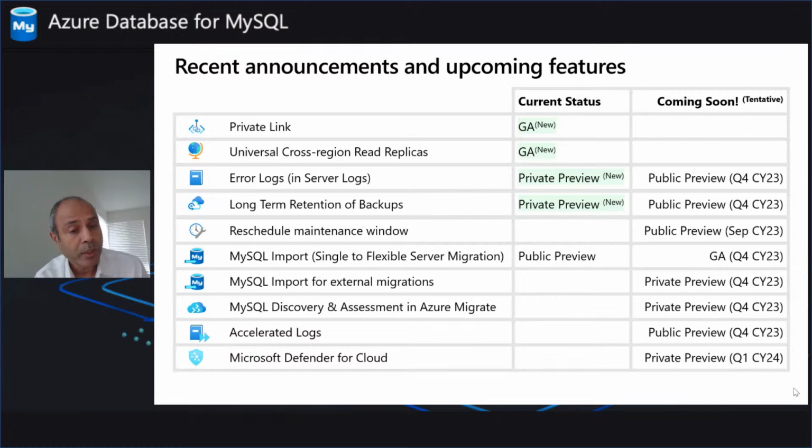And then we are also planning to introduce MySQL Import for external migrations using Percona XtraBackups. So with this feature, you can upload your Percona XtraBackups on blob storage, and we will use these backups to restore on the flexible server configuration, which you will provide as part of the migration initiation process. Again, this feature's private preview is coming later in Q4.